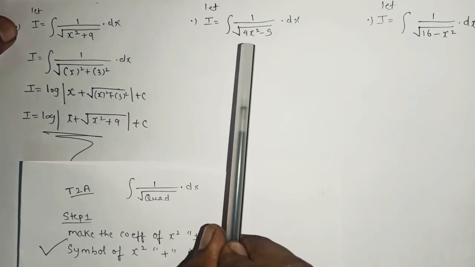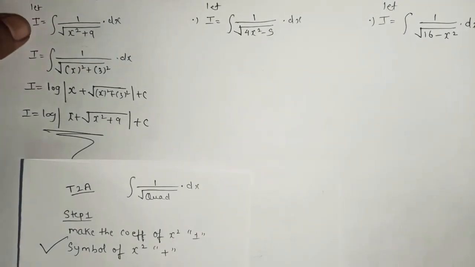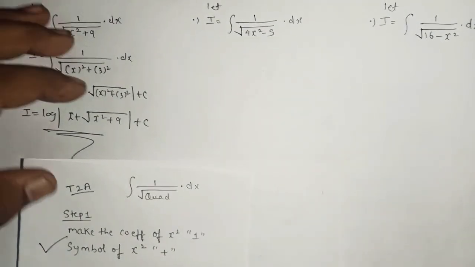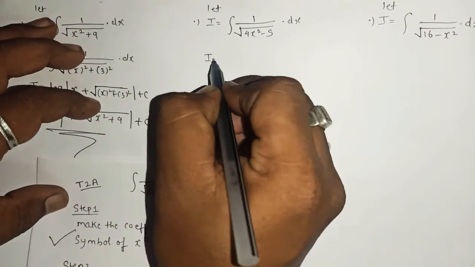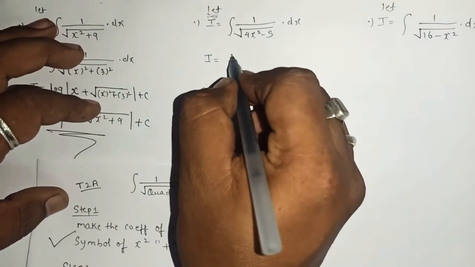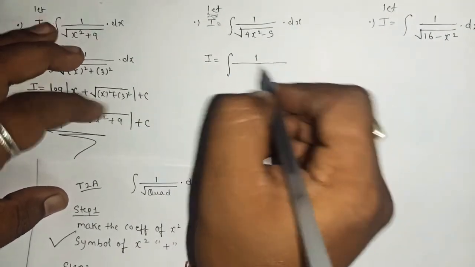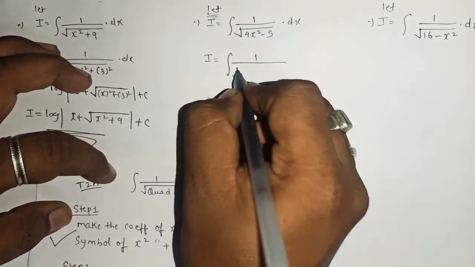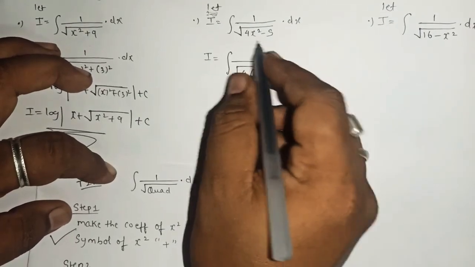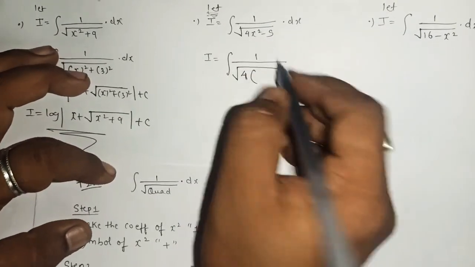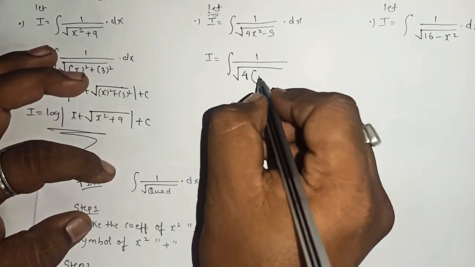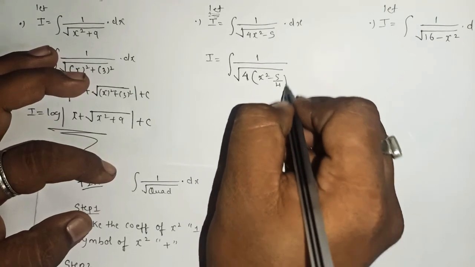Clearly we can see that the coefficient of x square here is 4 and it is not 1. So we'll make the coefficient of x square 1. To make the coefficient 1, first of course you will write the integral. As I explained in the last lecture, we bring this 4 outside, meaning we make 4 common. So this will be x square minus 5 upon 4.